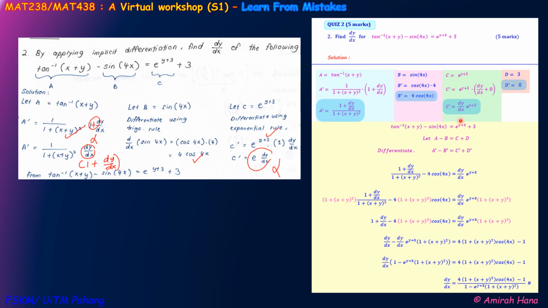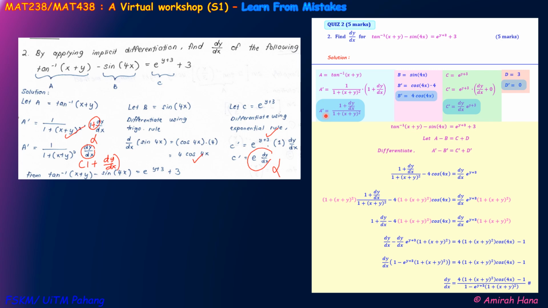Okay, from the given question here, after we let inverse tangent of x plus y equal a and then minus, we let sine 4x equal b and then equal sign, we let e to the power of y plus 3 equal c and then plus, we let constant 3 equal d. Then we differentiate one by one. We differentiate a, we have a prime, and then minus, differentiate b, we have b prime, equals, differentiate c equals c prime, plus, differentiate d equals d prime.